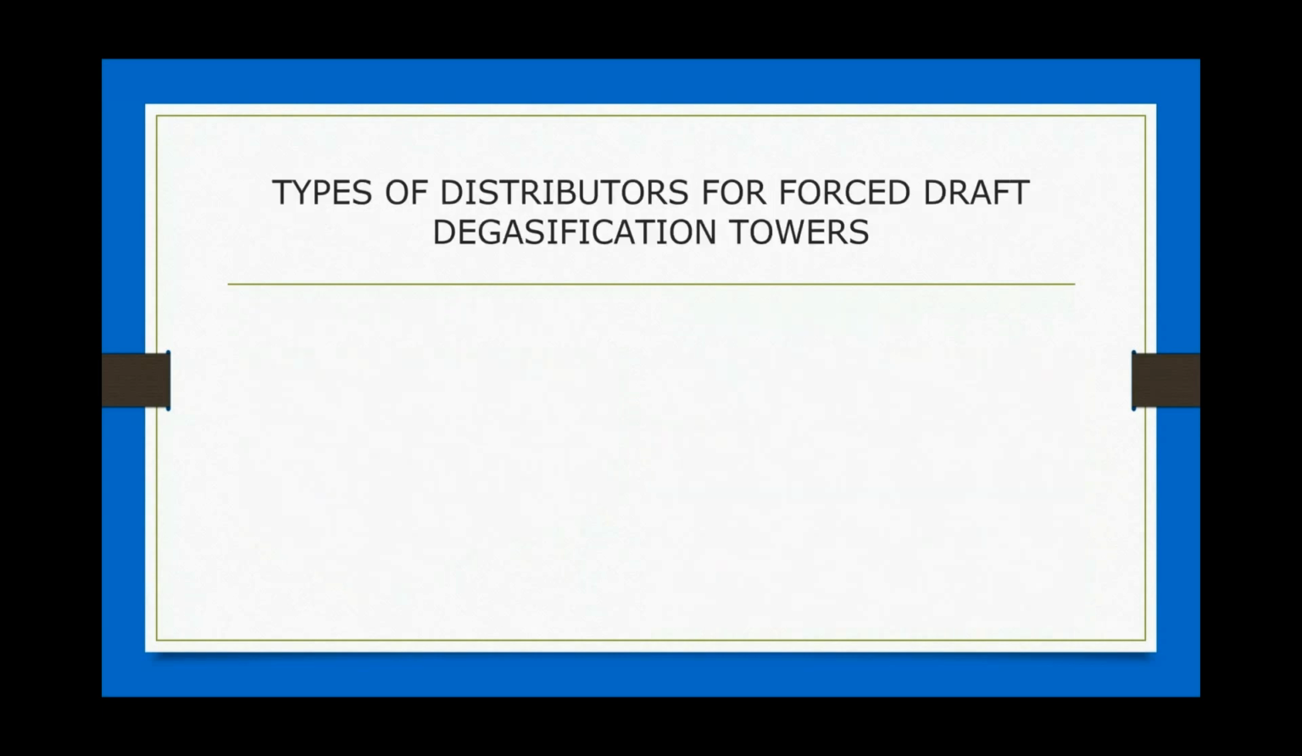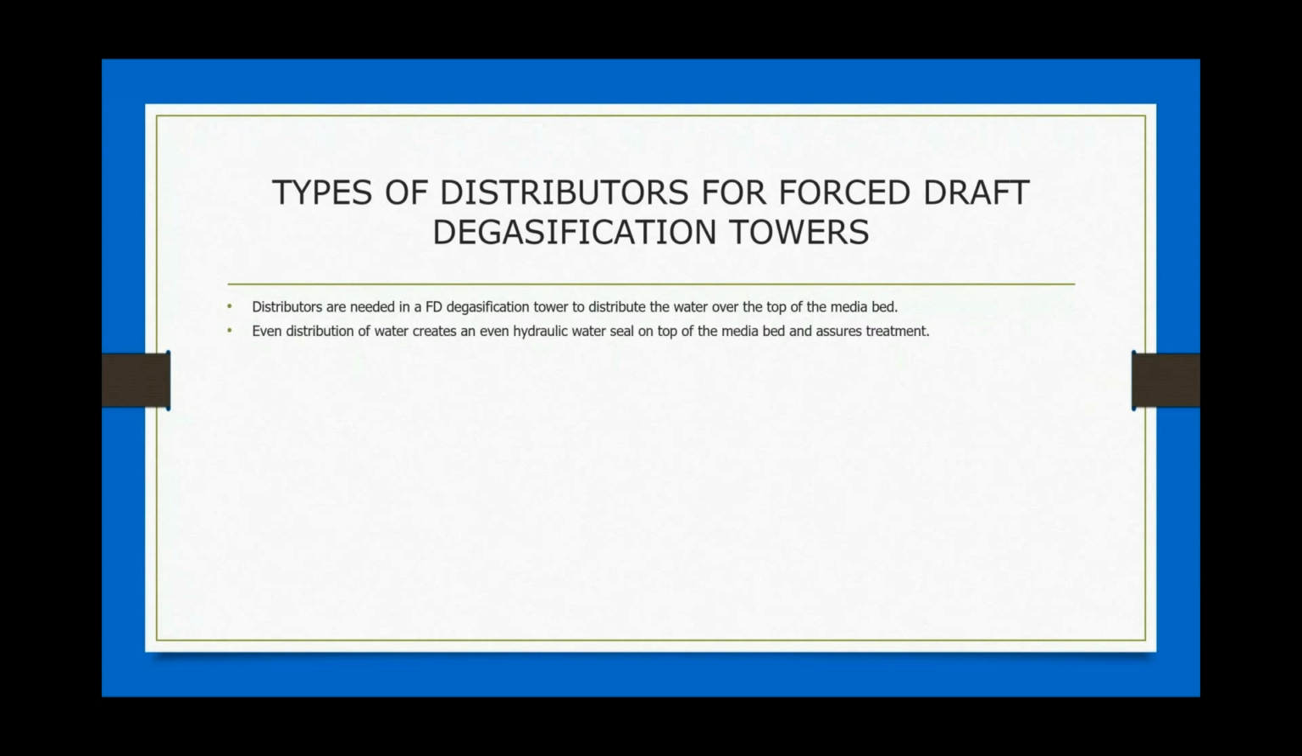The types of distributors for forced draft degasification towers. Distributors are needed in degasification towers to distribute the water over the top of the media bed. All towers have some type of media, whether it's structured packing or loose fill. Even distribution of water creates an even hydraulic water seal, very critical to the performance of a degasifier. So you have a hydraulic seal on the top of the media bed, and that assures treatment for the water coming in contact with the media and also with the airflow. Properly designed distributors will optimize the performance of the degasification tower and enhance the removal efficiency.